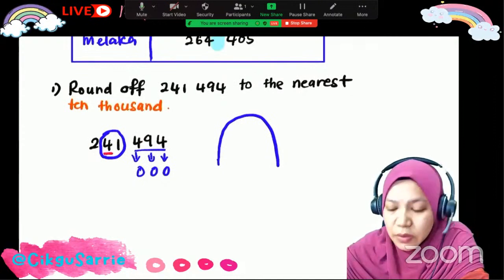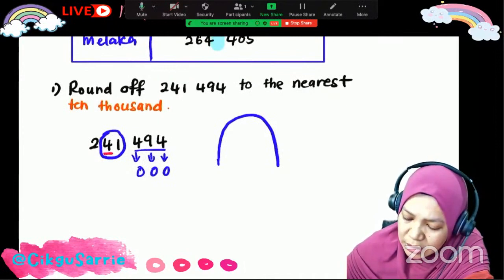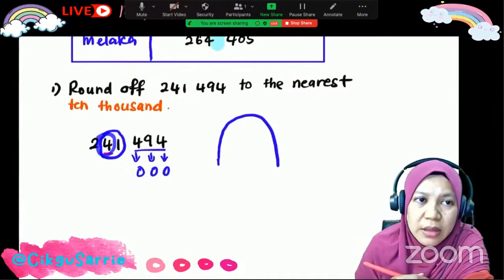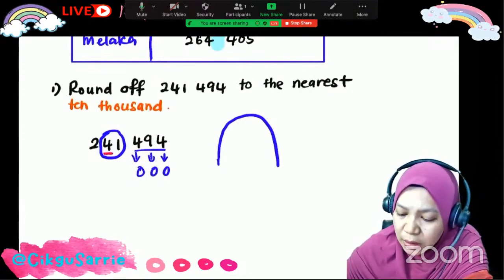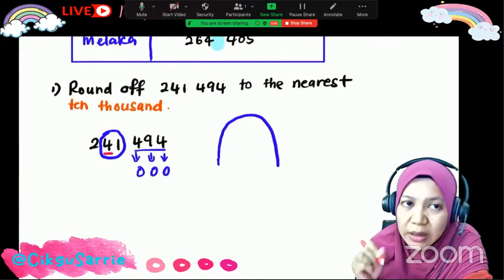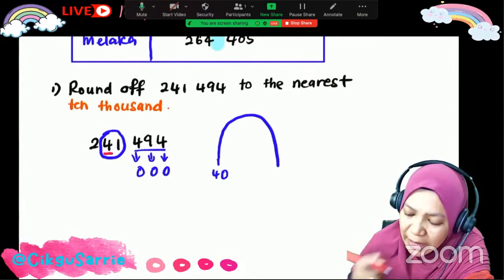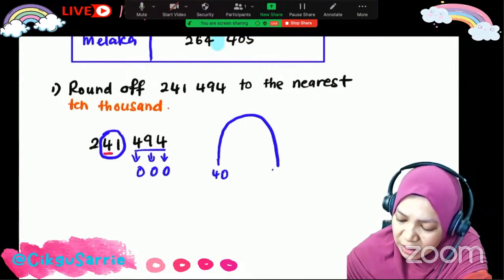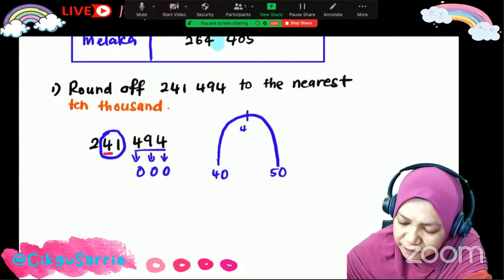rounding curve. Okay, so first thing is we look at the digit underlined. The digit is 4. So for this rounding curve, we just write, if the digit we underline is 4, we start here with 40. And the next 10 will be 50. In the middle will be 45.